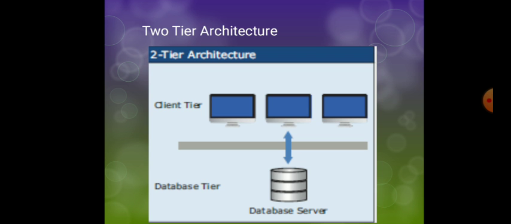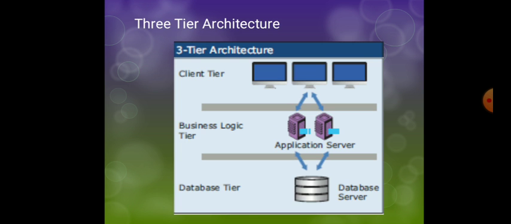Next one is three tier. Here we can see that there are three tiers. One is database tier, another one is business logic tier, third one is client tier. Client tier is the end user. We are all the end users. Then business logic tier. Then database.